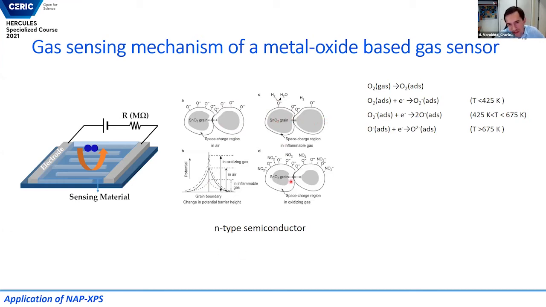As soon as you have, for example, an even more oxidizing environment, and this is the case if you have some nitrogen dioxide or nitrogen oxide, you would create even higher space charge regions. So this is the way the sensor changes its resistivity when it is exposed to different gases.